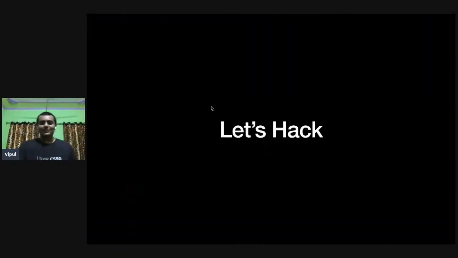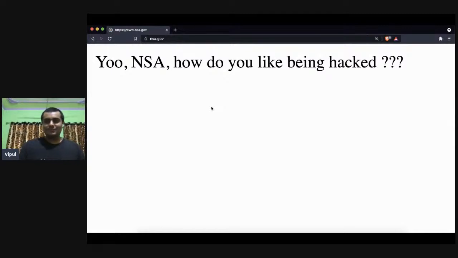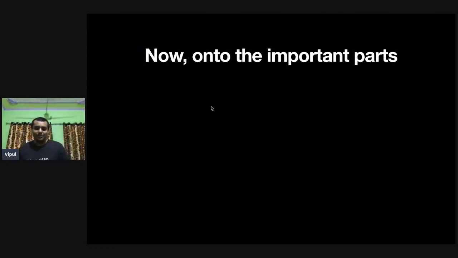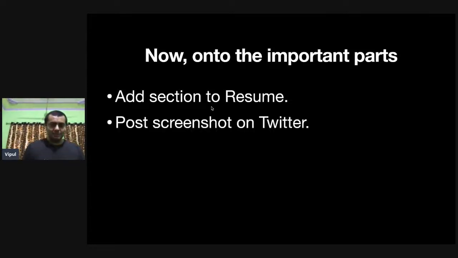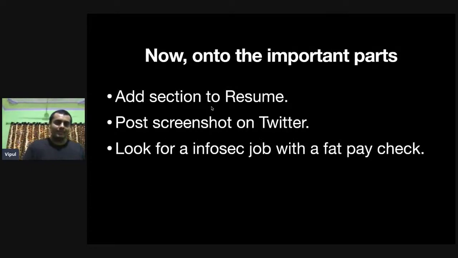All right, cool. So we just hacked NSA, and since we just hacked NSA, we have a couple of things we need to do. So the important pointers: first of all, let's add a new section on your resume and just mark that you hacked NSA at one point of time, and you get bragging rights. Then you'll have to post a screenshot on Twitter to make it legit, because then your recruiter will ask you what's the proof, and then you can show them the Twitter screenshot, and then you'll be good. Then go to LinkedIn, add the info in your job section, and find a job that pays you a lot of money. So these are the steps anybody can do.